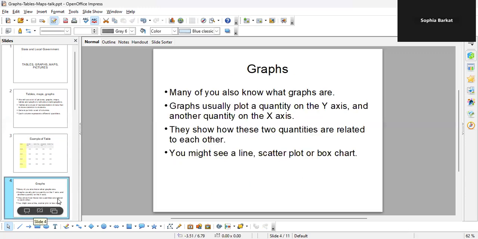Graphs. Many of you also know what graphs are. Usually they plot one quantity on the vertical axis, which we usually call the y-axis, and another quantity on the horizontal or x-axis. They show how these two quantities are related to each other. We might see a line, scatter plot, or box chart or something, right? We can change how we represent these.